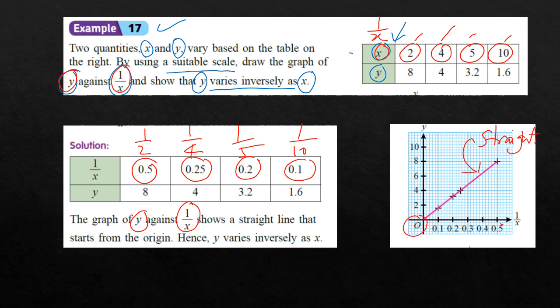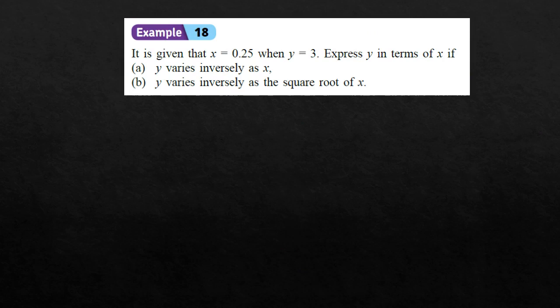And then start from the origin. Straight line, start from the origin. So hence you can say, yeah, y varies inversely as x. Okay, number 18. It is given your x is this one, your y is 3.